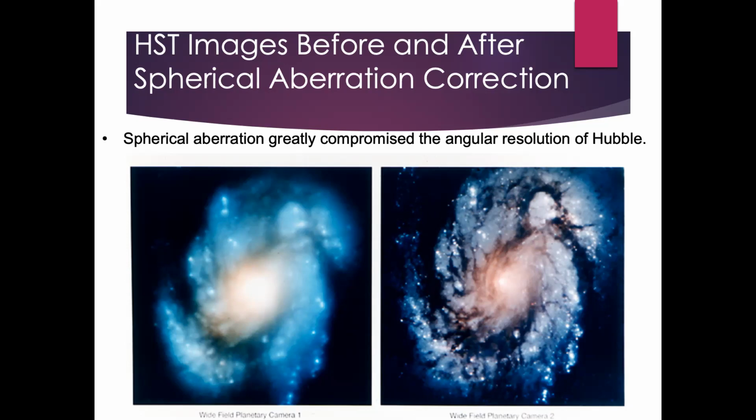So one of the issues with having a lens-based telescope is that it can slightly distort the image and decrease your resolution, how much you're actually able to see.